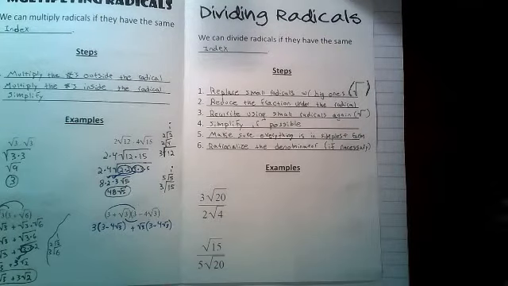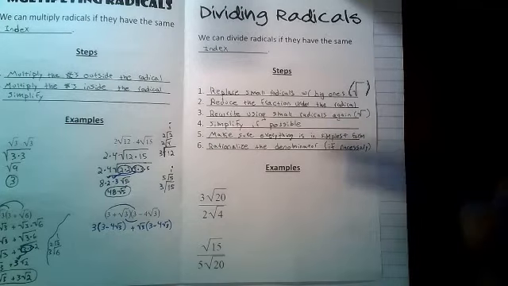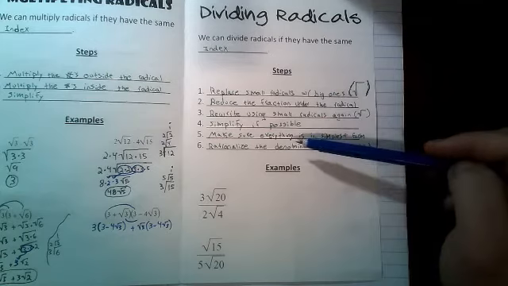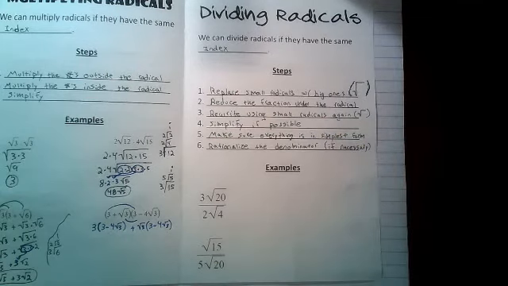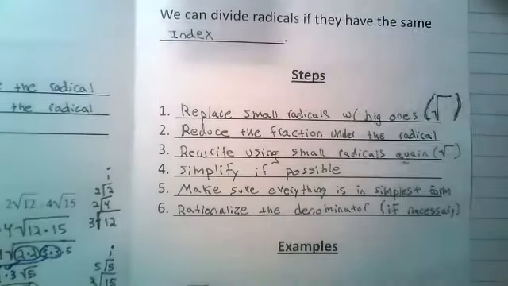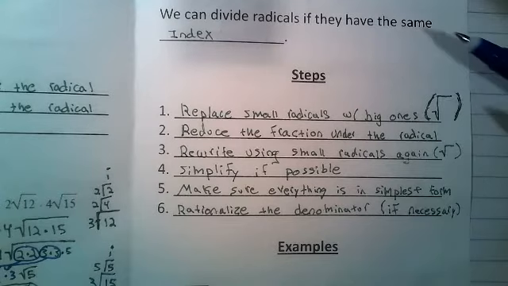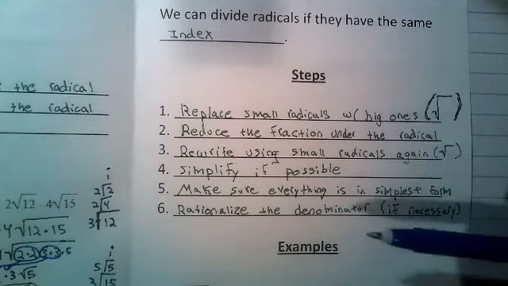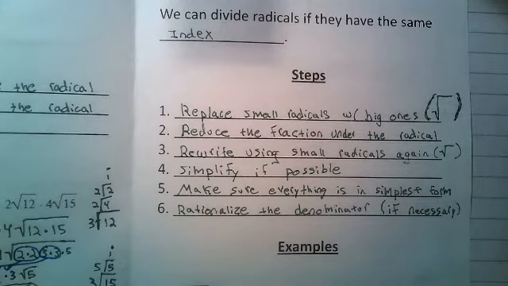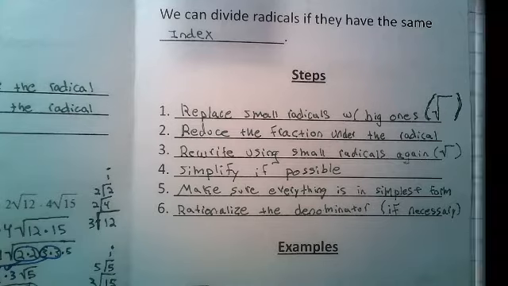The next operation we do with radicals is we divide them. So again, here is the fill in the blank for you, so you can pause the video and fill in the blank of all the steps that are involved in dividing radicals. So we can divide radicals if they have the same index, and then all of the steps involved. So we'll go through step by step as we do the examples, but your job right now is to pause the video and then fill in the blanks so that we can refer to them as we go along. So pause the video and do that now.